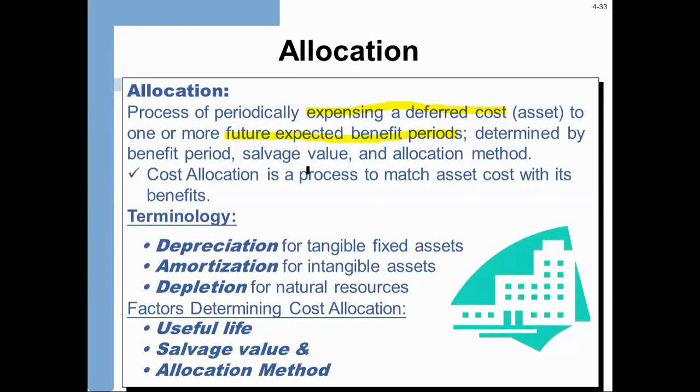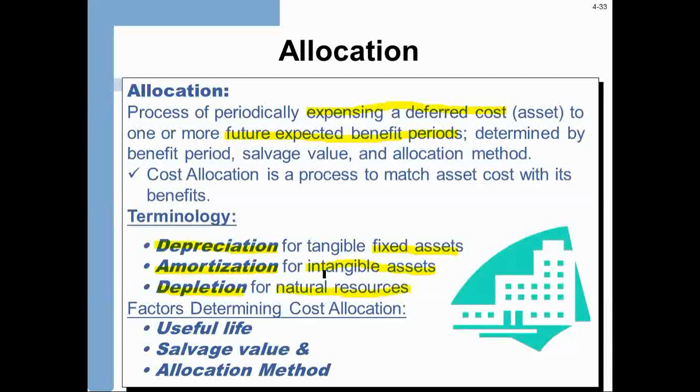So these allocation methods are also called depreciation. So we are going to calculate depreciation over here, and depreciation is basically calculated on the fixed asset. Then we will also discuss amortization. Amortization is also an allocation process, but amortization is calculated on the intangible assets. Then depletion is calculated on the natural resources.